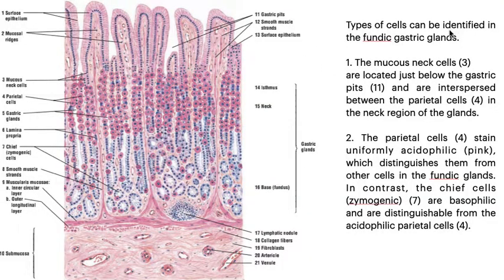So the type of cells is very important. The first one, we have the mucous neck cells located just below the gastric pit. The parietal cells are very important. Parietal cells stain uniformly acidophilic or pink, and you can clearly distinguish them. In contrast, we have the chief cells or the zymogenic cells, which are basophilic.